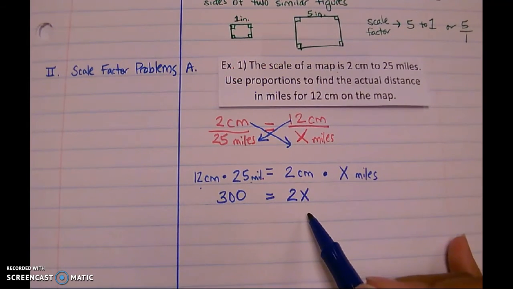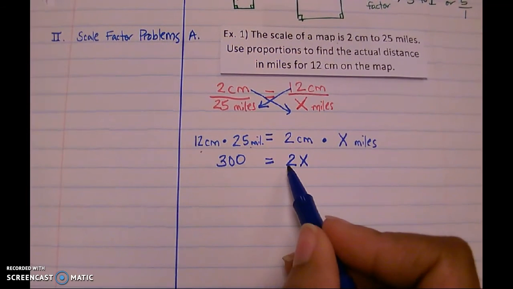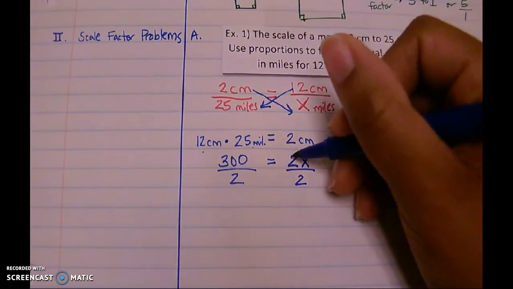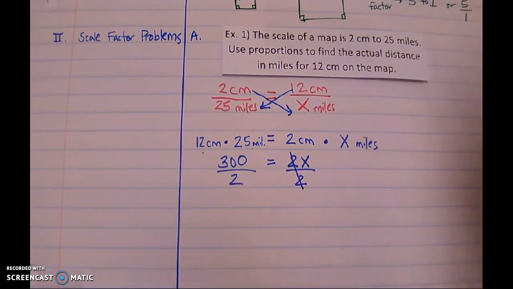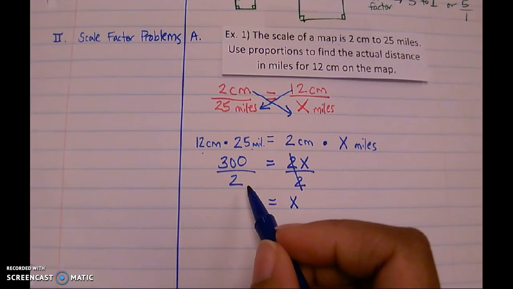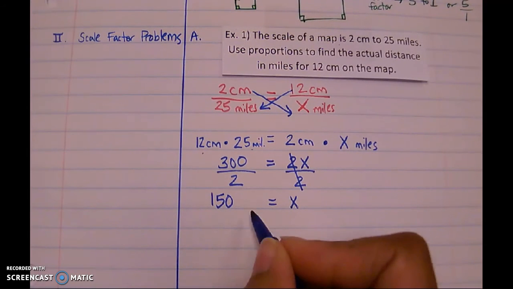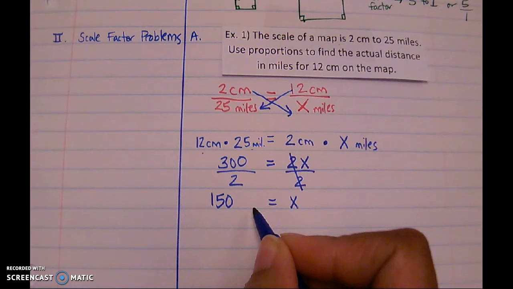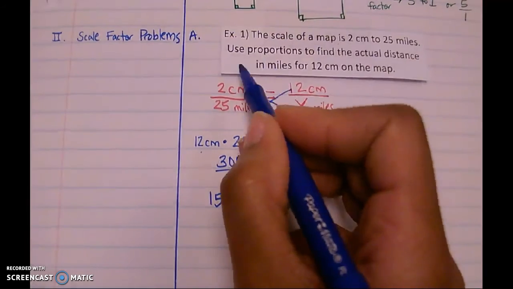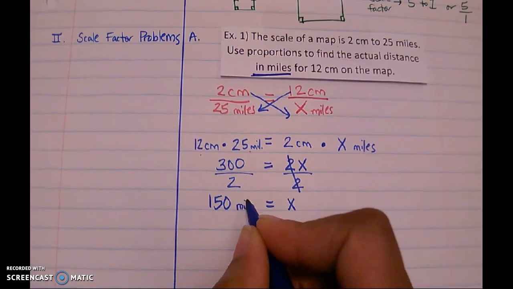Okay? I need to find out what x is. And in order to get x by itself, I have to divide both sides by number 2, so I can get rid of the 2 on that side. 2 divided by 2 is going to give me 1, so I can bring down my x, and 300 divided by 2 is actually going to be 150. However, 150 what? Cotton candy balls? No. This question asks for the actual distance in miles. So our final answer is going to be 150 miles.